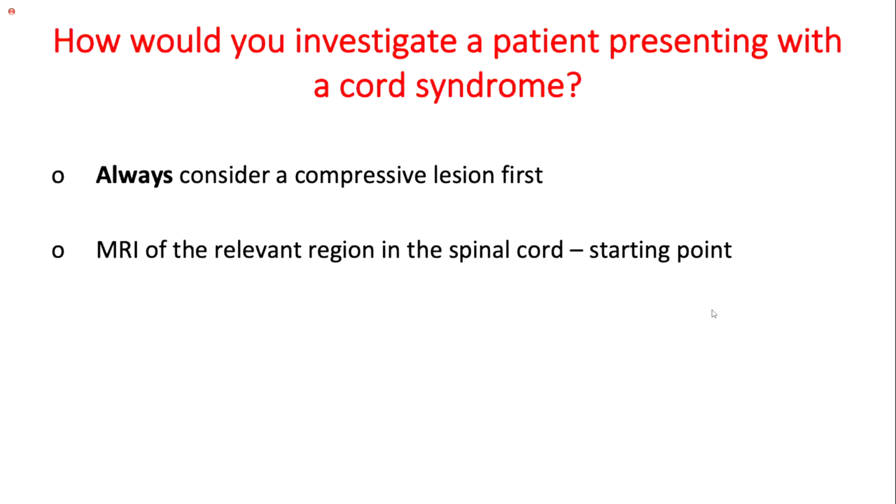So that patient coming with a T10 sensory level, you don't need to do cervical spine, you don't need to do lumbosacral spine. You only ask for thoracic spine. Okay.